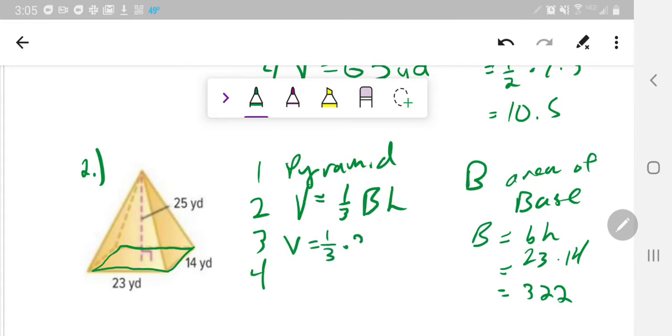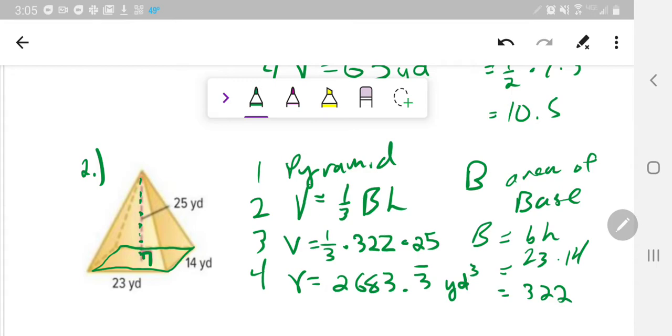We have the area of the base is 322, and we have the height of the pyramid, which is this dotted line that meets the base at a right angle, and that is 25. And then when we calculate that in our calculator, I don't need the 1/3 anymore because I already calculated that, it comes to 2,683.3 repeating, and we're going to label it with yards to the third, or cubic yards.